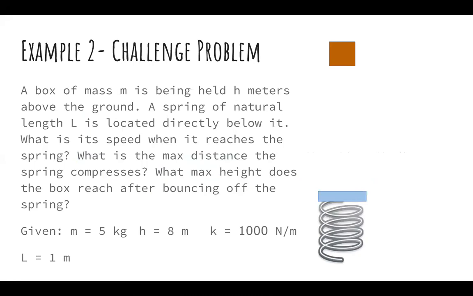And we have our givens here. Our mass is 5 kilograms. Our height is 8 meters. We have a spring constant, which is a constant of elasticity for this given spring, which is 1,000 newtons per meter. And we have the natural length of the spring when it's not compressed or stretched at all, and that is 1 meter.